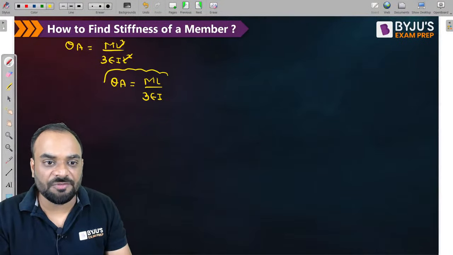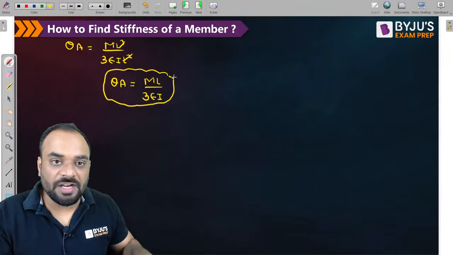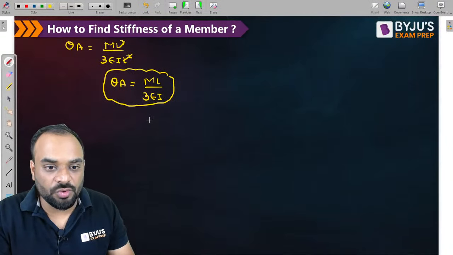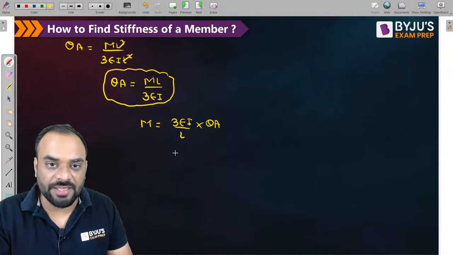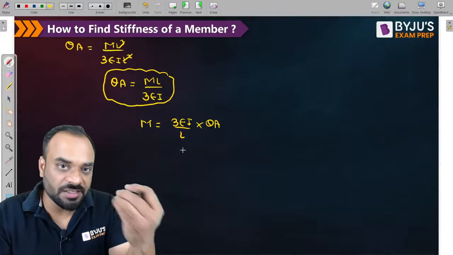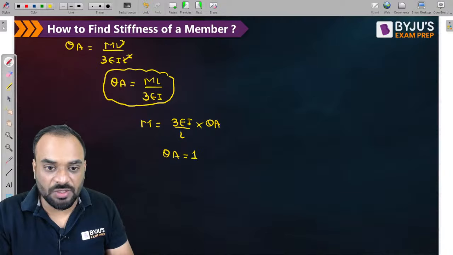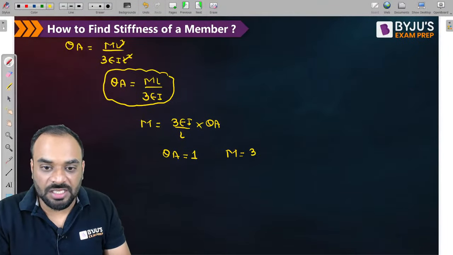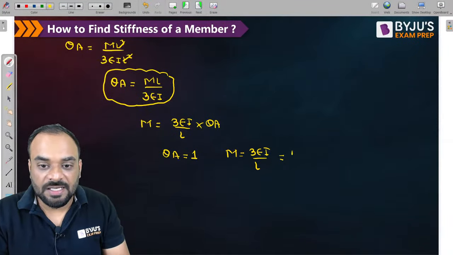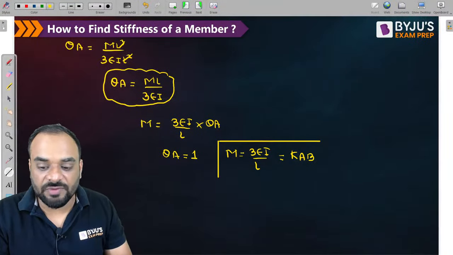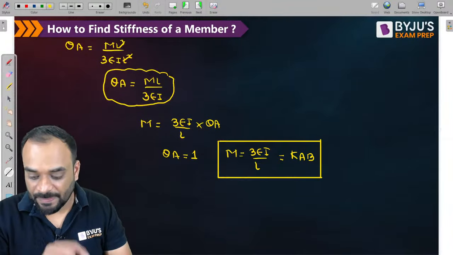Now guys, as per our definition of stiffness, the moment required at the near end to generate unit rotation at the near end is known as stiffness. So again what we'll do is this calculation: M is equal to 3EI by L into theta A. So what is the value of the moment applied at the near end so that we get unit rotation at A? Theta A is equal to 1. So the moment we have to apply is 3EI by L, and this is nothing but the stiffness of AB. So when the far end is hinged, the stiffness is equal to 3EI by L.